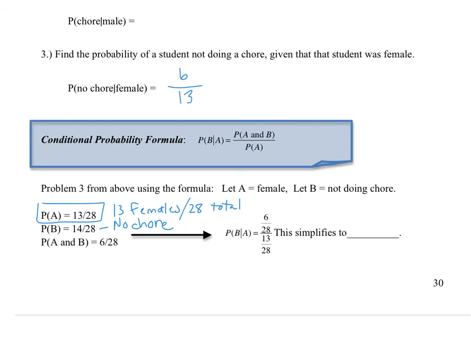So the probability of A and B, so the likelihood that they didn't do a chore and they're female, that's that lower right hand corner of your box, that's 6 out of 28. 6 females did not do a chore out of the total 28 students that were polled. So the first one and this last one are all we need. We don't really need the probability of B.